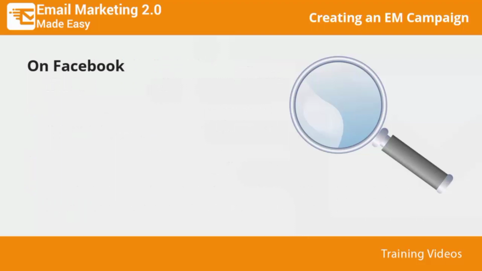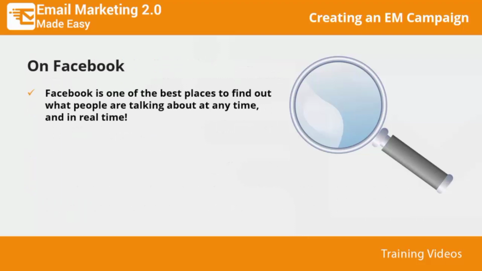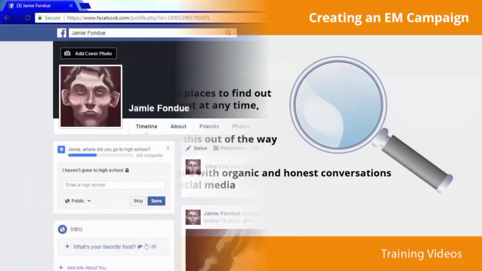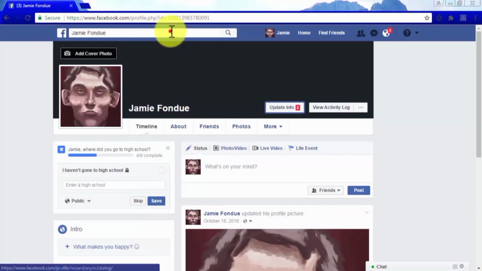On Facebook. Facebook is one of the best places to find out what people are talking about at any time and in real time. You can basically use any keyword to get results relating to people commenting about products, events, and many other things. It is really important to get this out of the way right now. This research will provide you with organic and honest conversations started by real people on social media. That is the audience responsible for making things go viral, so pay attention to what they are saying and adopt them as your audience. Start by entering any keyword in the search bar at the top.